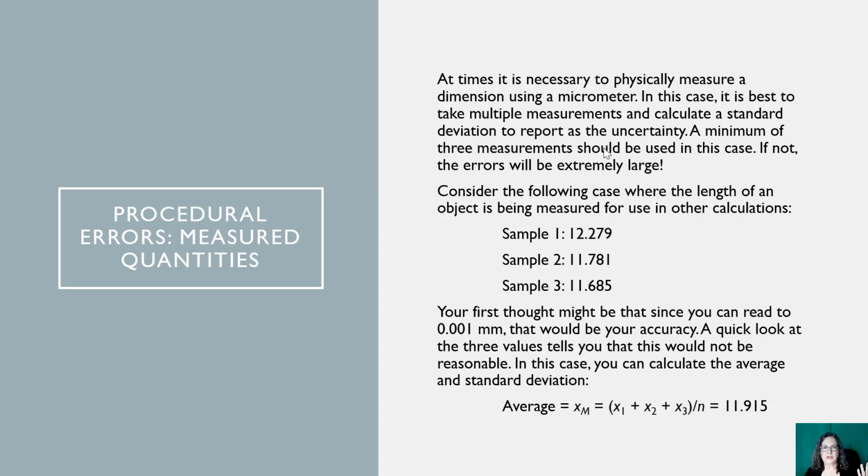Now let's look at various things that we're going to measure, assuming we had a micrometer. I can take multiple measures of this little device and crank it down. I measured the length of something 3 times and got 12.279, 11.781, 11.685. When I read this, it's to 0.001 millimeters. That's the least error I have. If I do the average calculation on this, just add up the 3 values and divide by 3, I get 11.915.